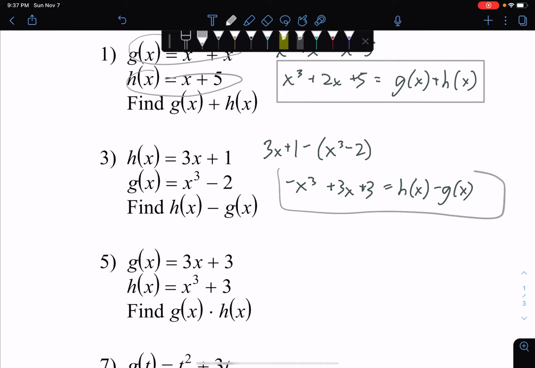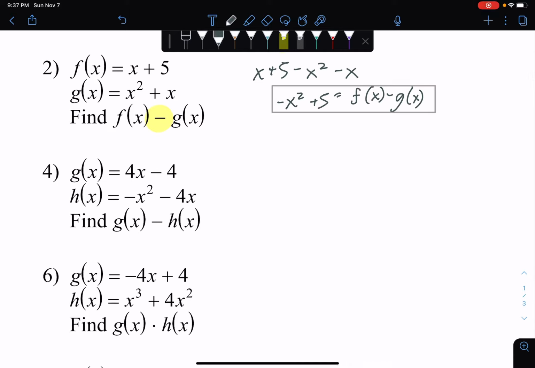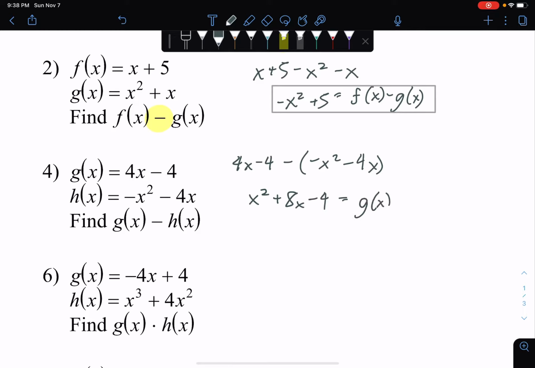Alright, let's move to number 4. Number 4, g of x, or 4x minus 4 minus the quantity negative x raised to 2 minus 4. Please be careful of the operation signs. These two negative symbols are separate. They're not one. So be wary of that. So negative, negative, we have positive x squared. This is positive 4x. So 4x plus 4x is 8x. And we have minus 4. This is our answer. Right, box.